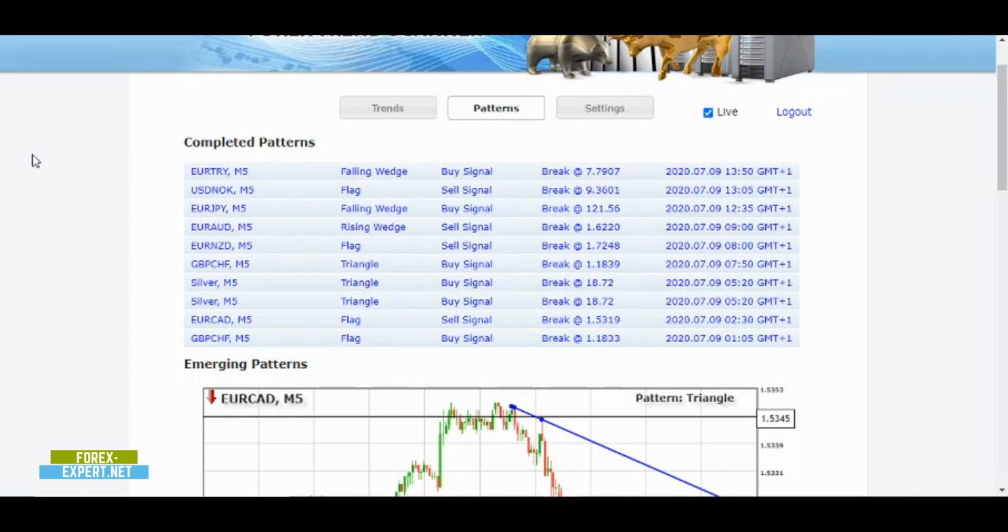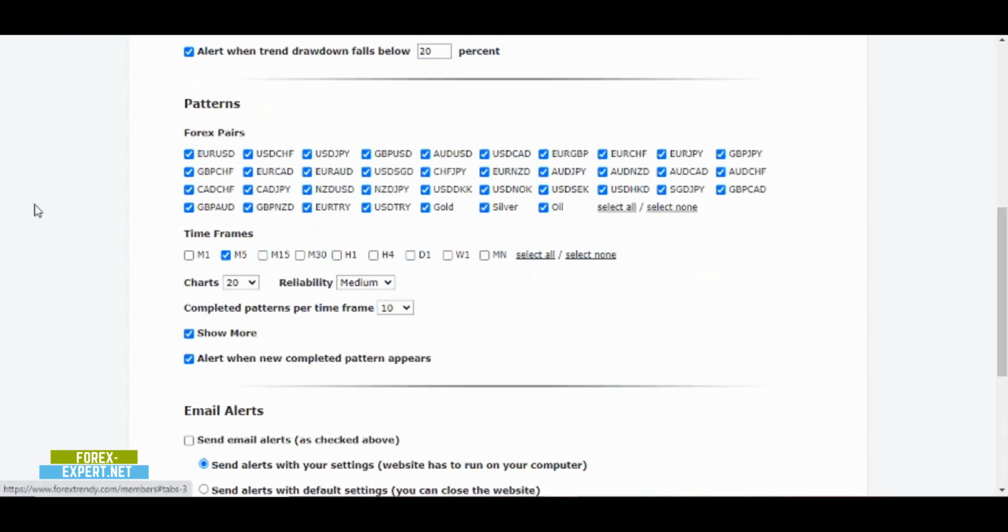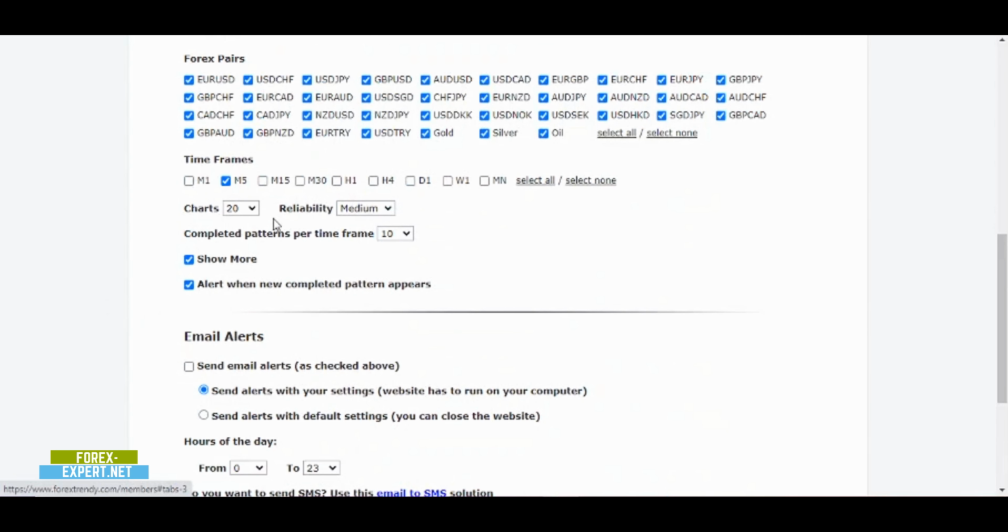Of course, you need a strategy, you need to filter signals, especially if you use reliability on medium. But if you want to receive only super high quality trade signals, you should opt for high or highest.